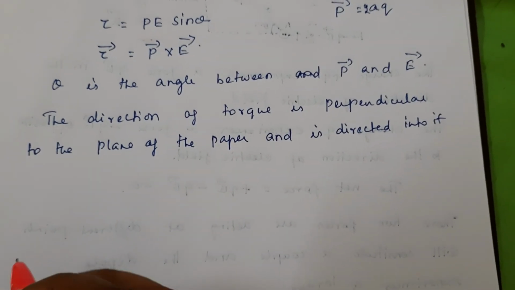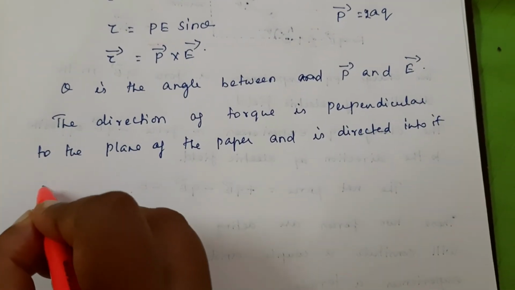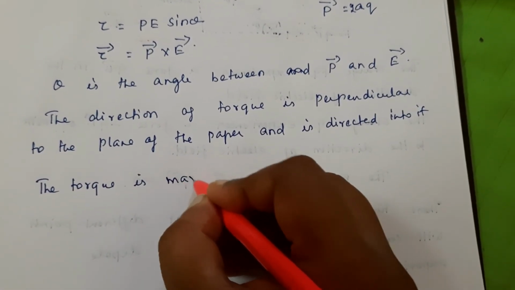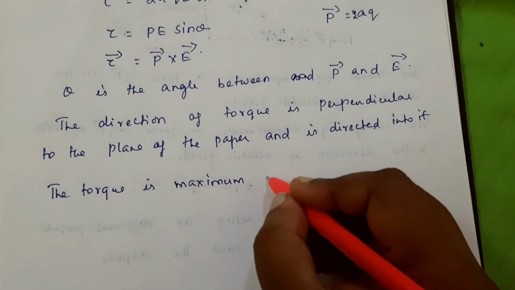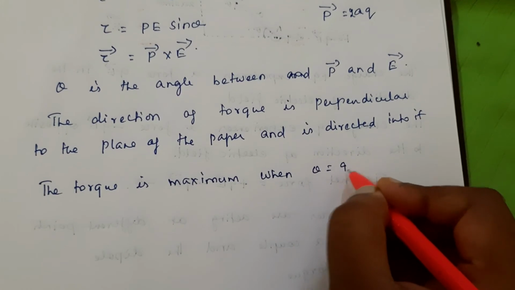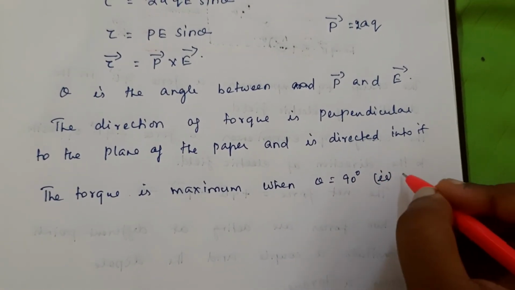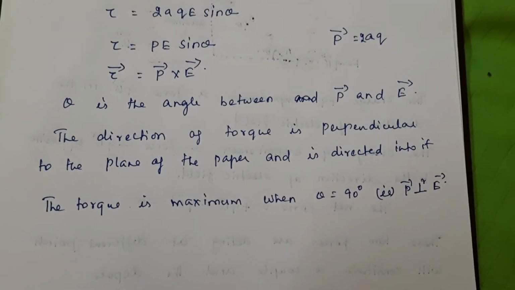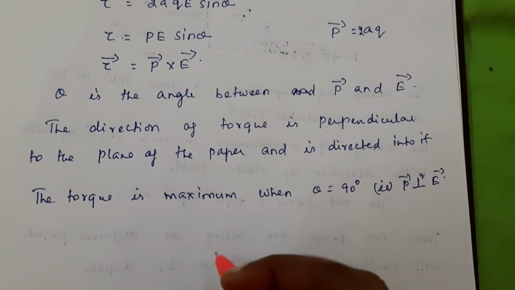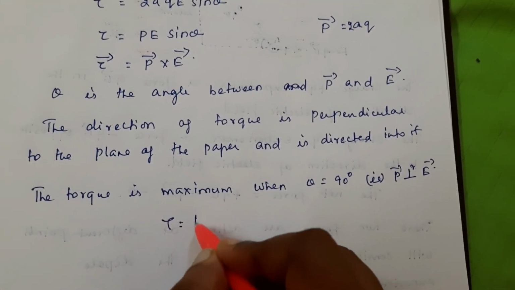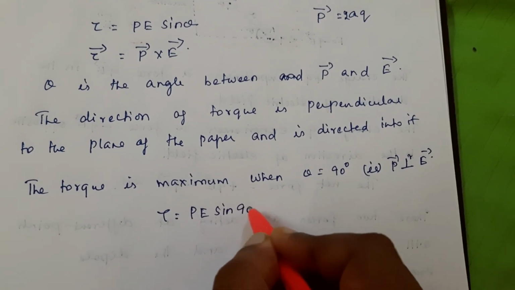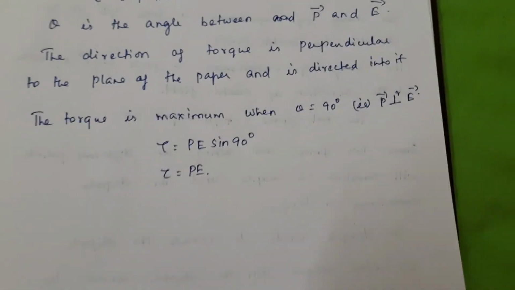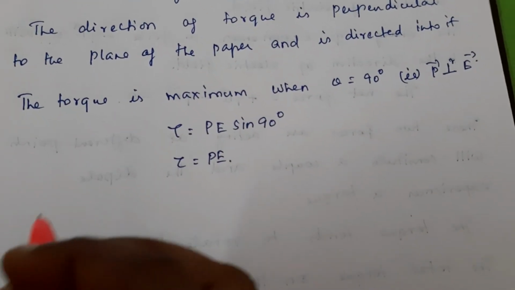Now, the torque is maximum when theta is equal to 90 degrees, that is, P vector is perpendicular to E vector. The dipole moment is perpendicular to the E vector. So we can write tau is equal to PE sin 90 degrees. You know sin 90 is 1, so tau is equal to PE. So the torque is maximum when theta is equal to 90 degrees.